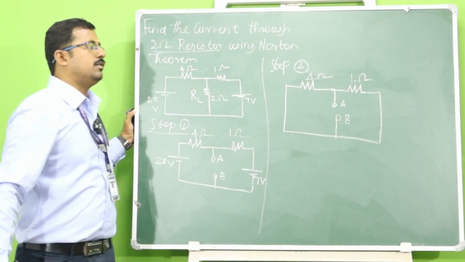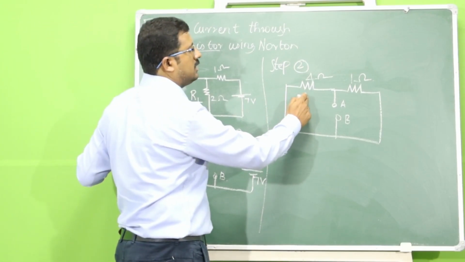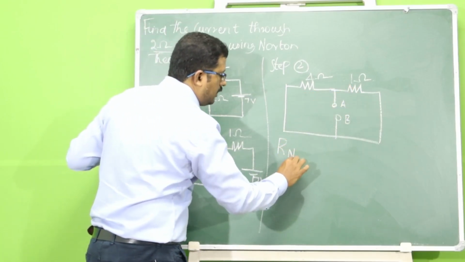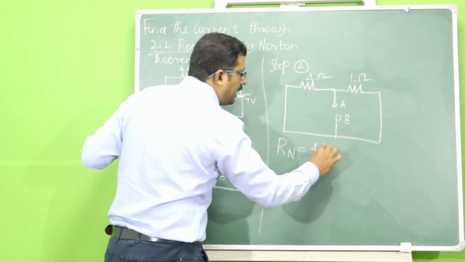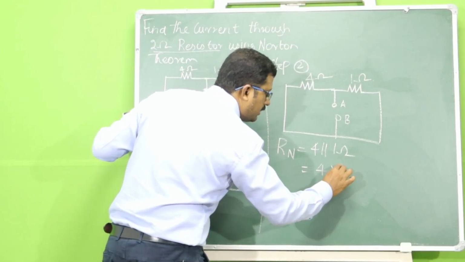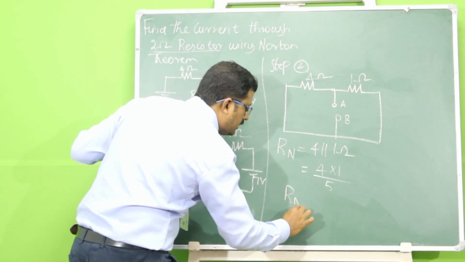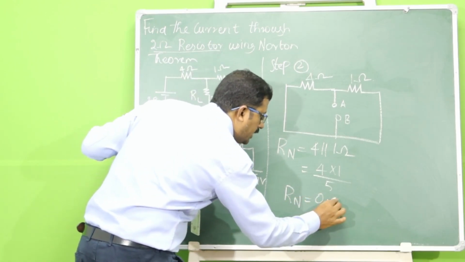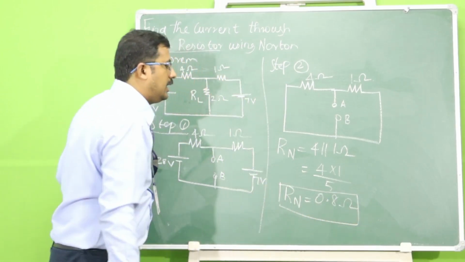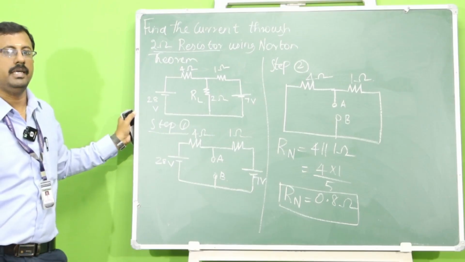From this circuit you have to find the value of equivalent resistance. Just observe the circuit. We have the 4 ohm resistor in parallel with the 1 ohm resistor. So Rn is equal to 4 ohm in parallel with 1 ohm. So 4 into 1 divided by 5, that is 4 plus 1, you will get Rn equal to 0.8 ohms. So this is my Norton's equivalent resistance value, that is Rn equal to 0.8 ohms.